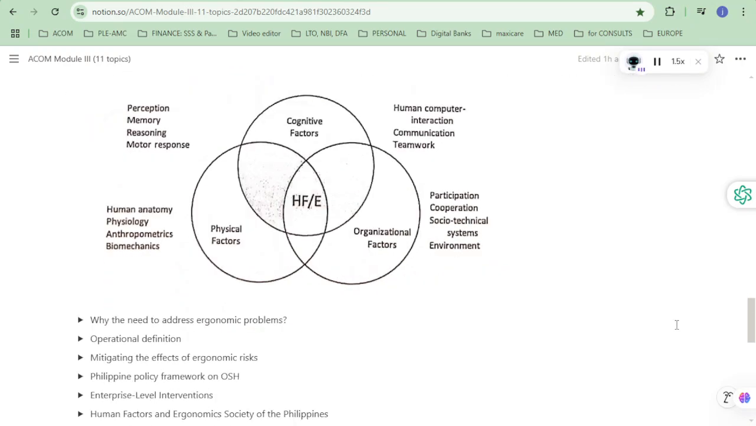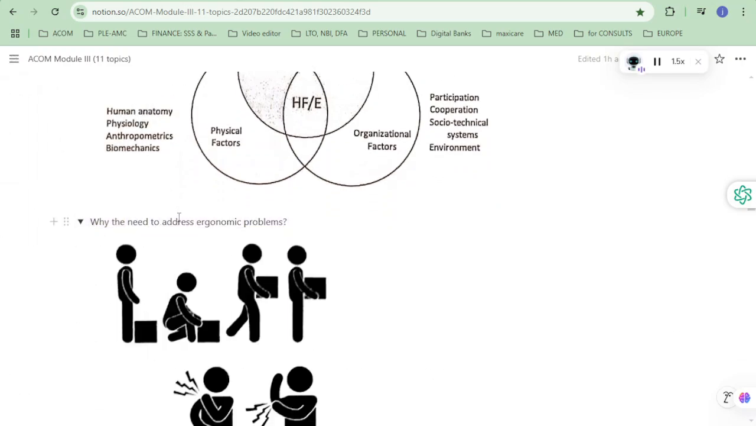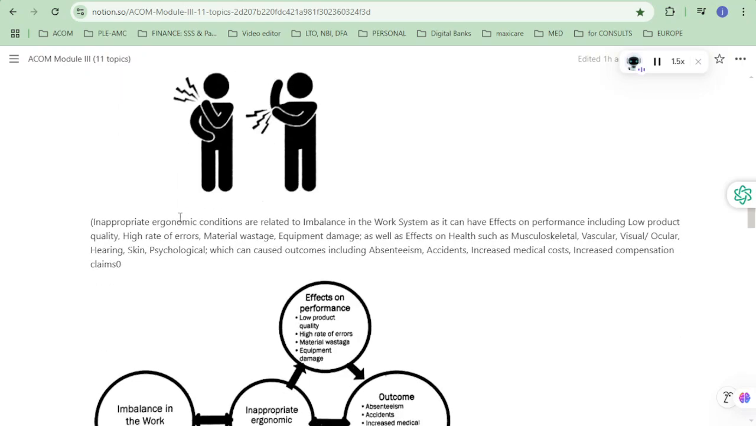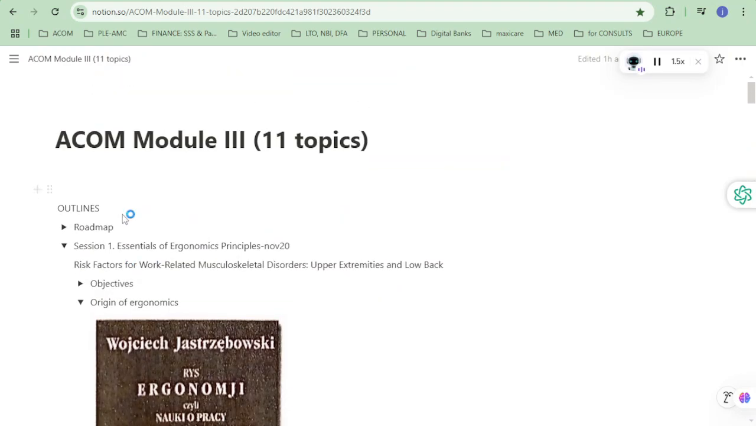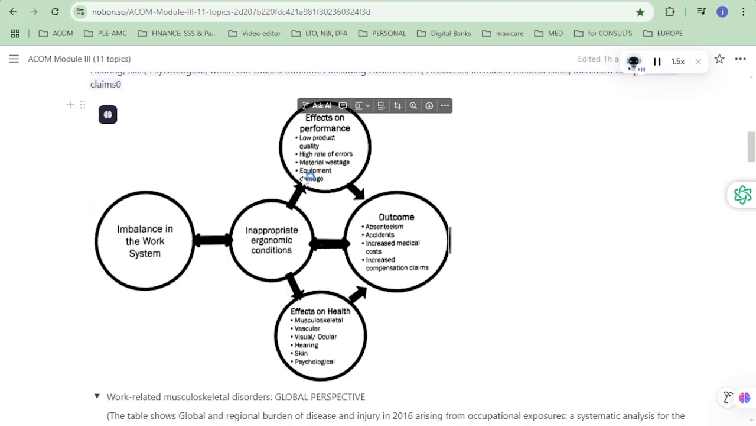Why the need to address ergonomic problems? Inappropriate ergonomic conditions are related to imbalance in the work system as it can have effects on performance including low product quality, high rate of errors, material wastage, equipment damage, as well as effects on health such as musculoskeletal, vascular, visual and ocular, hearing, skin, psychological, which can cause outcomes including absenteeism, accidents, increased medical costs, increased compensation claims.